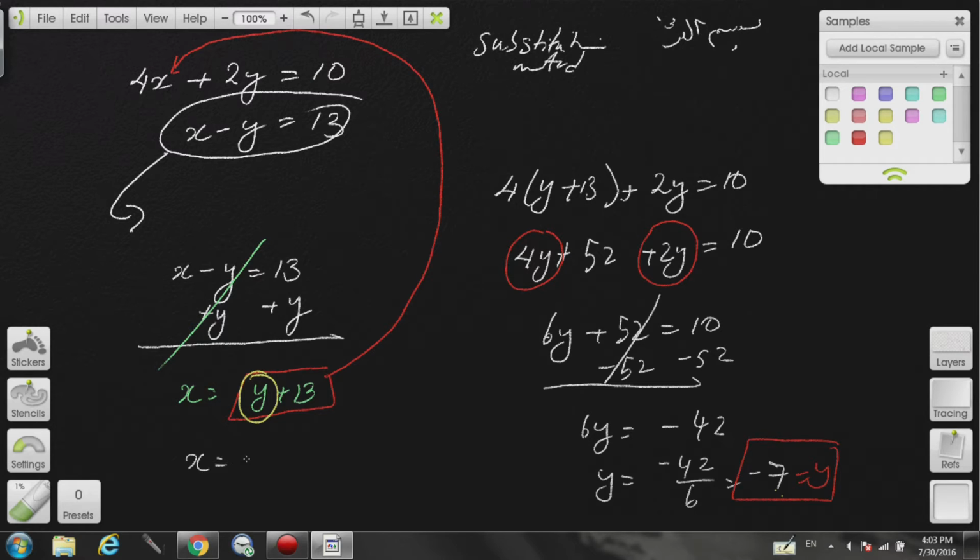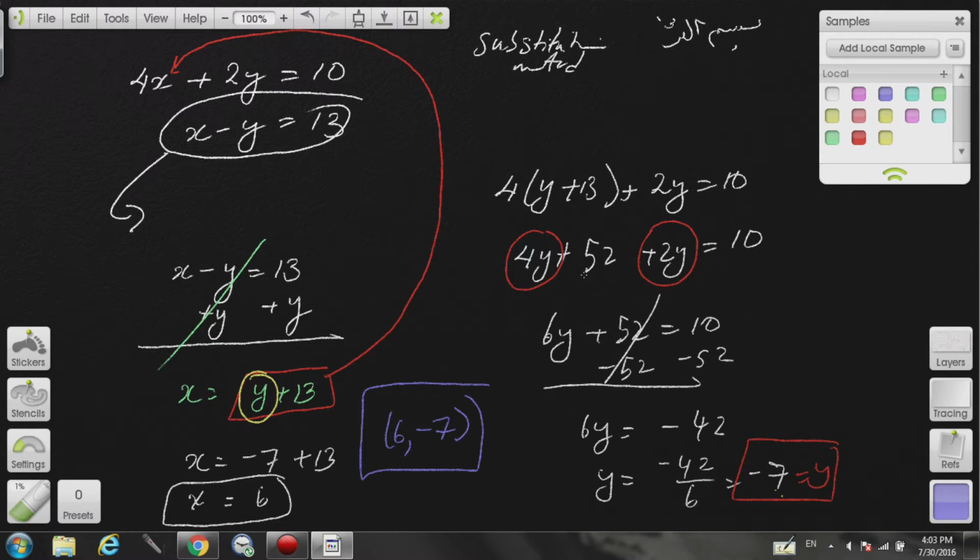So x is going to equal negative 7 plus 13. x is going to equal 6. So the solution for this set of linear equations is (6, negative 7). You follow?